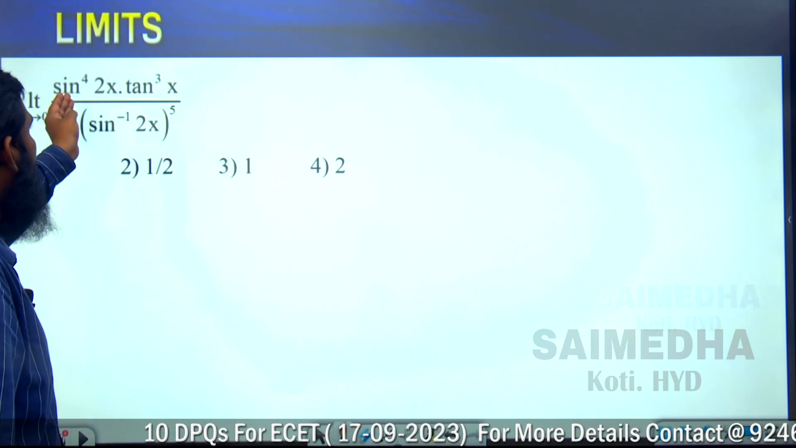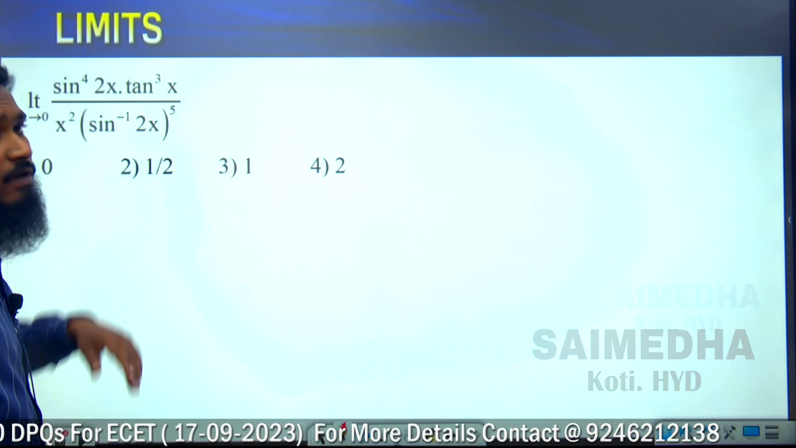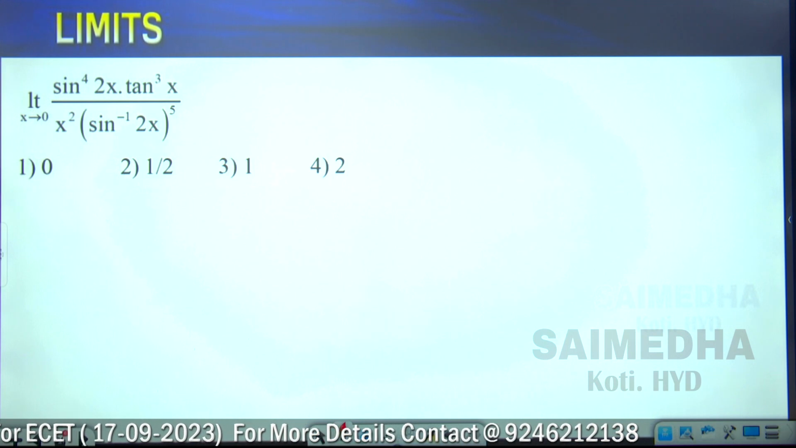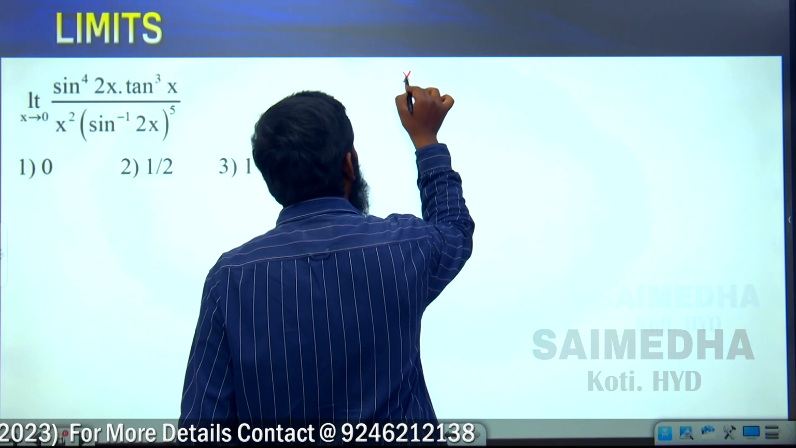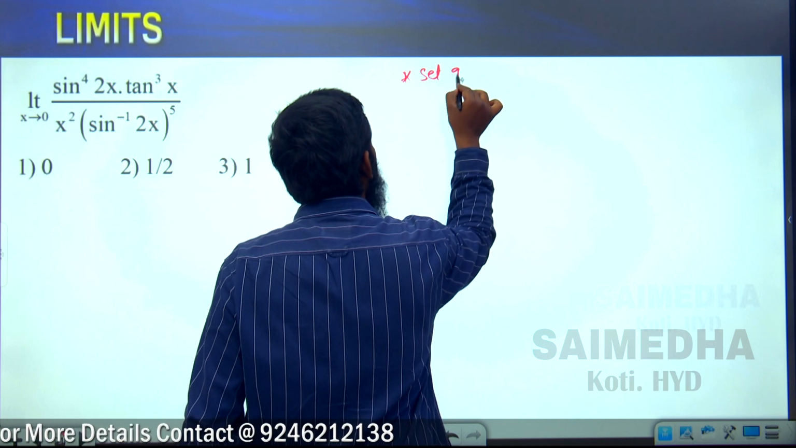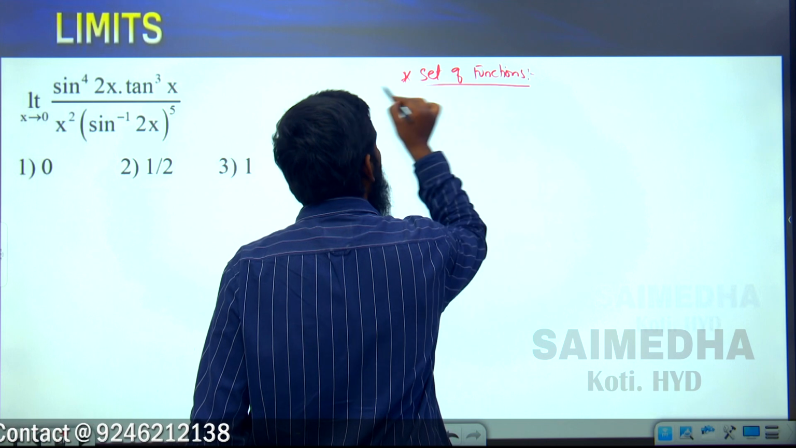The limit as x tends to 0 of sin to the power 4 of 2x into tan cube x, divided by x square into sin inverse of 2x whole power 5. Now we take this part with the same set of functions condition here.